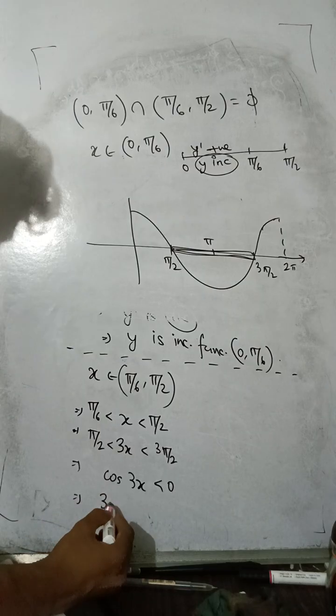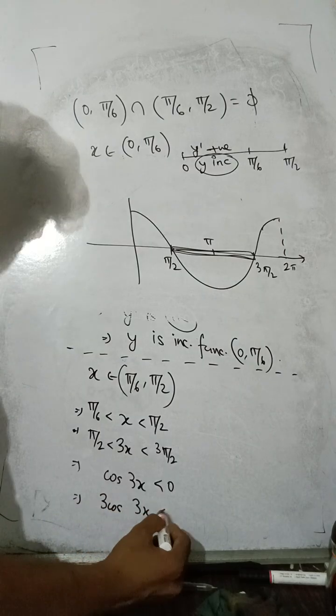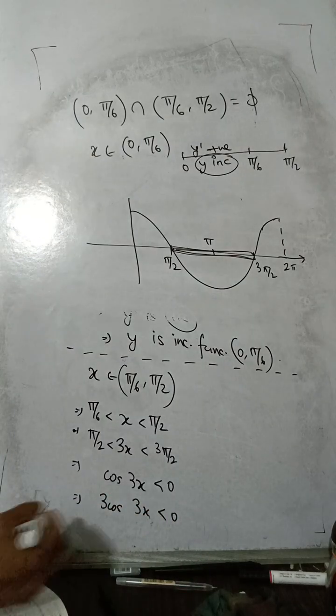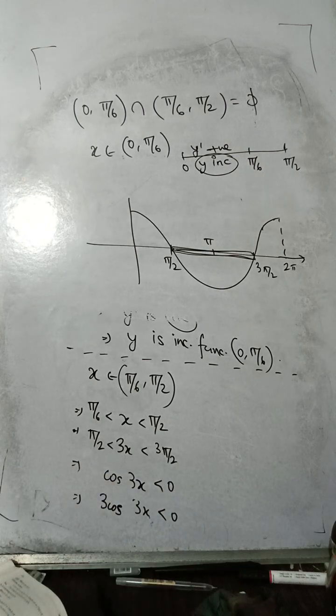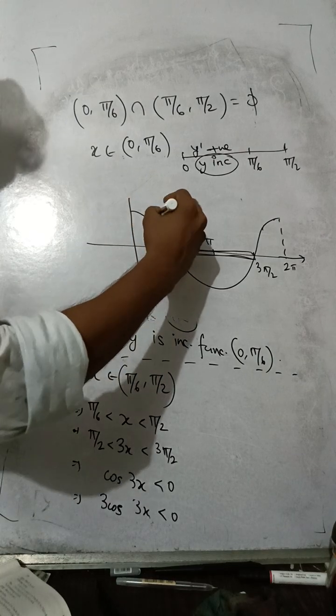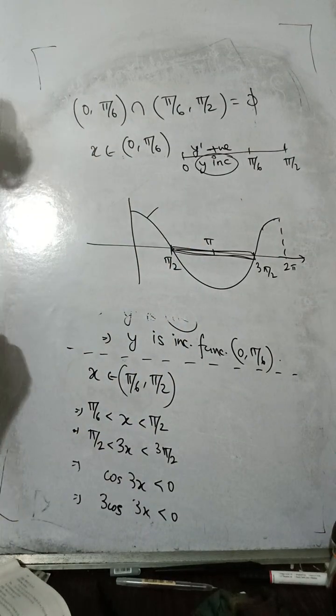That means our 3 cos 3x should also be negative, right? Why is cosine 3x negative? Why can we say that cosine 3x is negative all of a sudden? Well, look, this is basically the graph of cosine 3x.